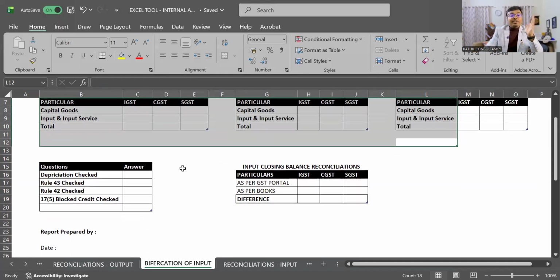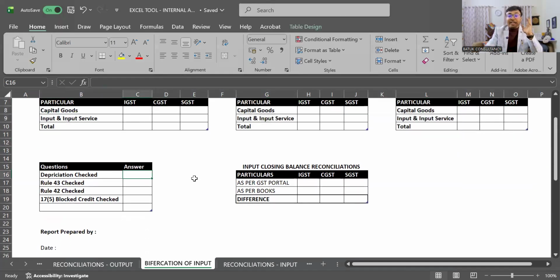Sir, we also need to check whether the depreciation has been checked or not. That is, whether any fixed assets have been added during the year, and then whether the depreciation has been claimed on taxable value or invoice value. That we need to check. If claimed on taxable value, then only you will be eligible to claim the input tax credit. Otherwise, you will not be eligible to claim the ITC. That also we need to ensure.